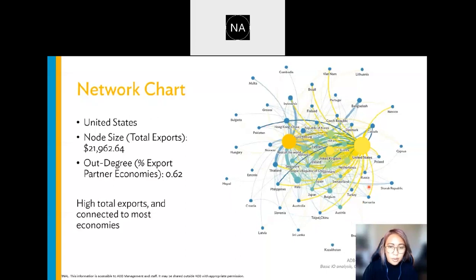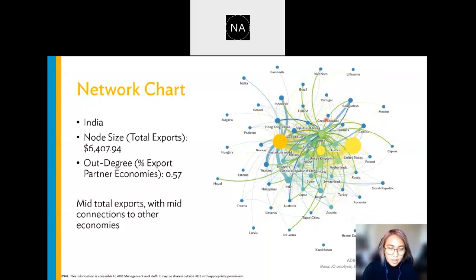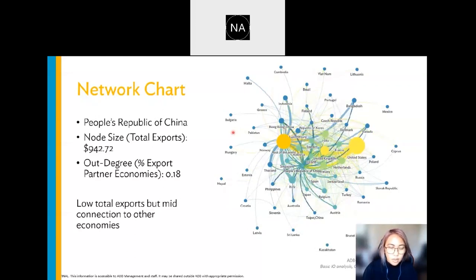We also provided an example, United States, which has a really high total exports and also high degree centrality measure, which means that it is quite important to the whole network community. We also looked at India, which has a smaller total exports compared to United States, but still the degree centrality measure is quite important at 0.57. So it means that it is also well connected to all the other economies within your network.